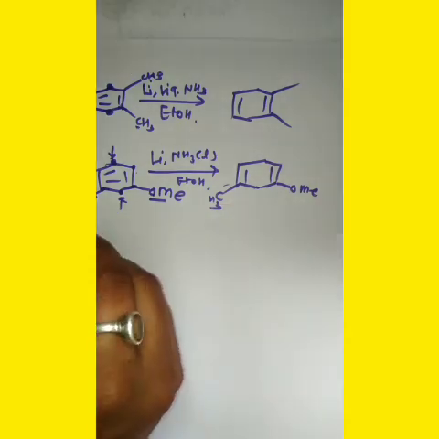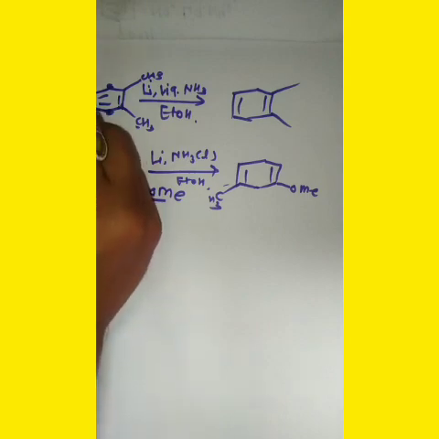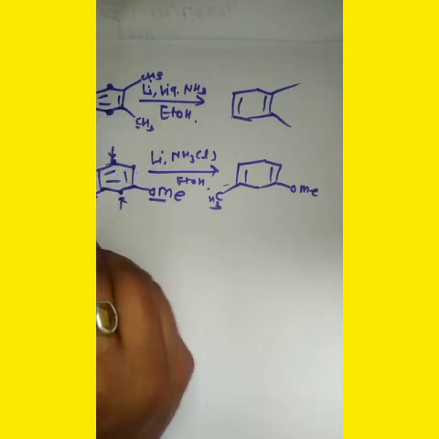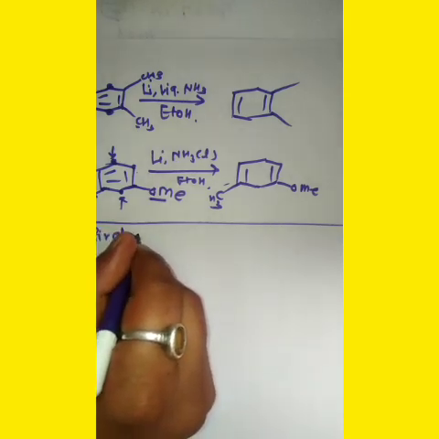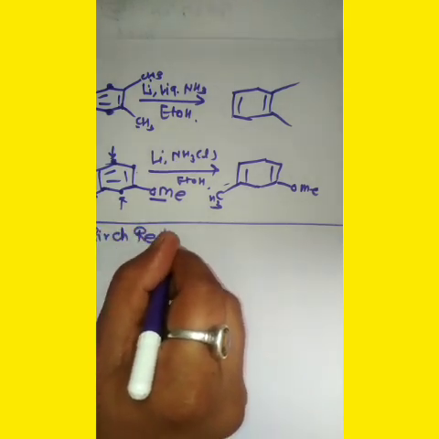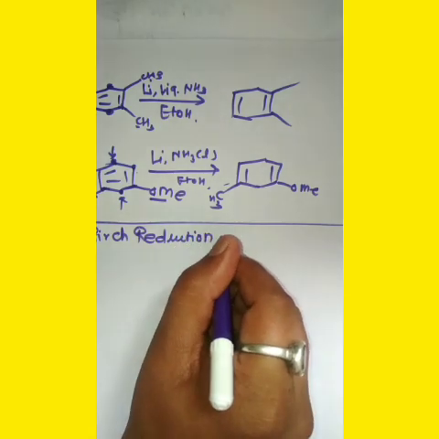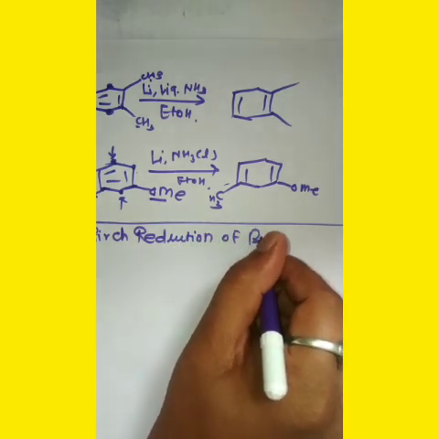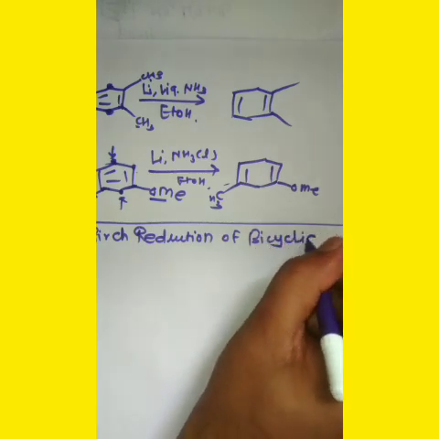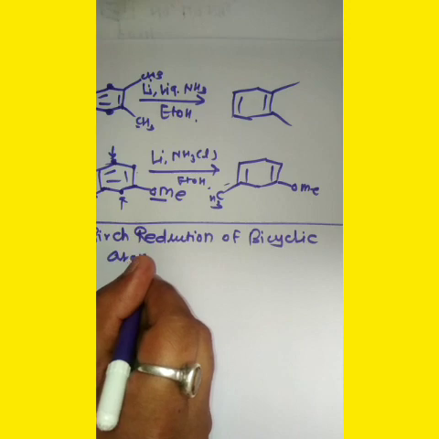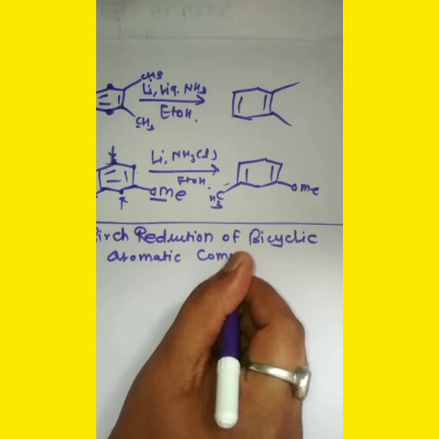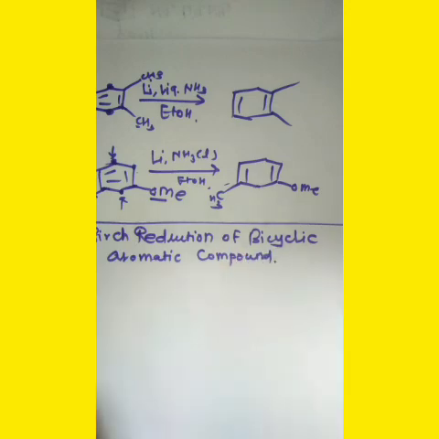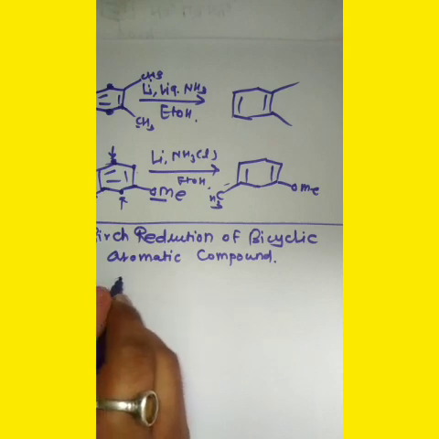Okay, then we move towards the next category of the Birch reduction of aromatic compounds, that is the Birch reduction of bicyclic aromatic compounds. We know the famous example.